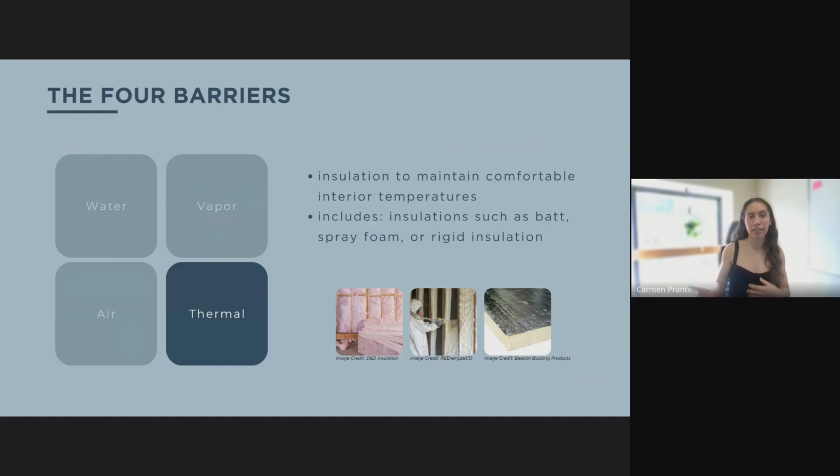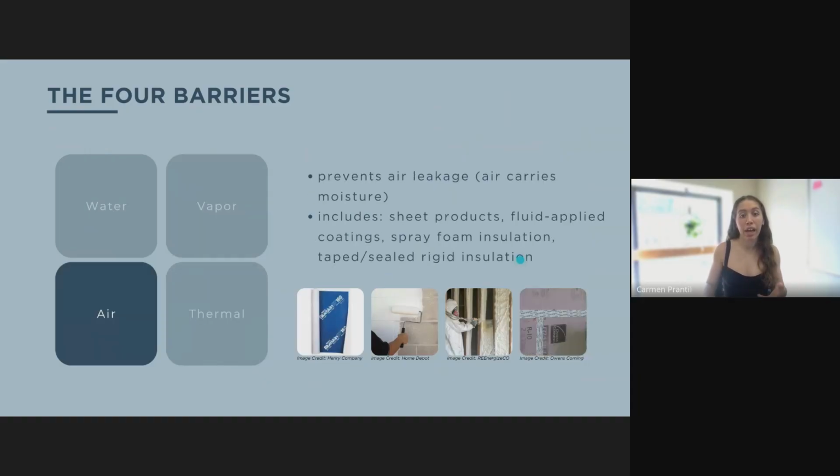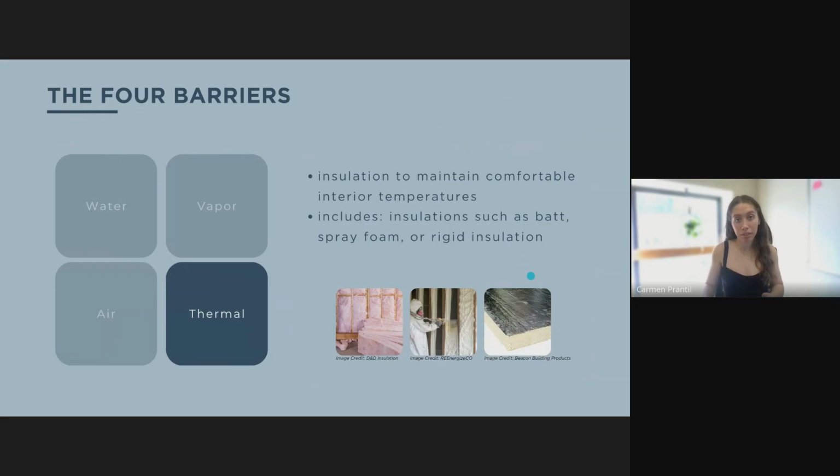And again, like I said, just because there are 4 barriers does not necessarily mean that there are going to be 4 distinct products. So as you saw here in thermal and back in air and then also in vapor, something like spray foam could act as multiple barriers in your wall assembly.